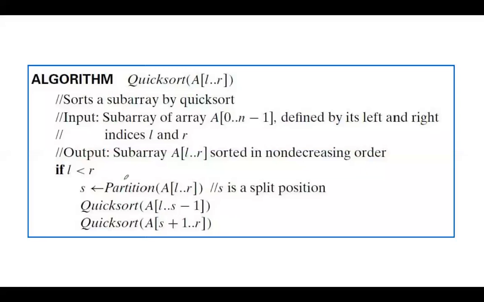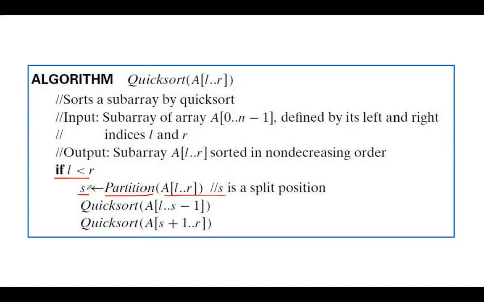Okay, in the quicksort algorithm, I'm passing the array which has to be sorted. If L is less than R, that is, as long as this condition is true, what must you do? We call the partition function by passing this array, and this partition function returns j, the point where the array has to be divided. So that value will be assigned to s.